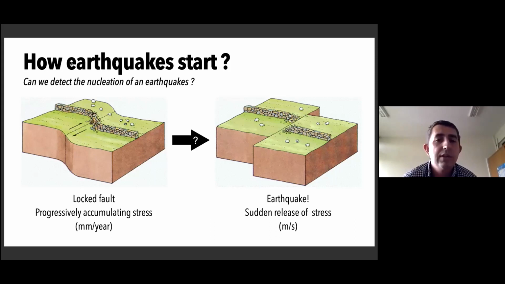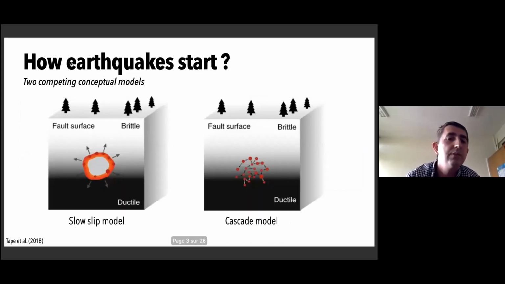One of the main questions is whether this transition from a locked fault to an earthquake happens suddenly, with no warning or preparation phase whatsoever, or whether there is something that can inform us that an earthquake is going to happen. From lab experiments, from observations in nature, and from theoretical work, it has been suggested quite a few times that there is actually some sort of preparation phase before an earthquake. This led to proposing two conceptual models of how earthquakes start.